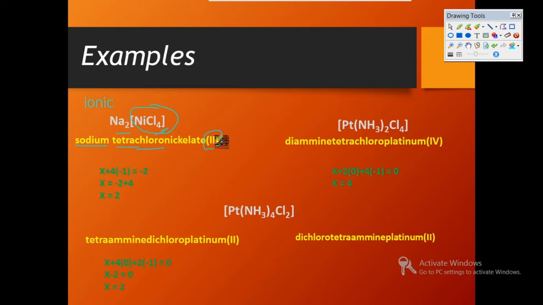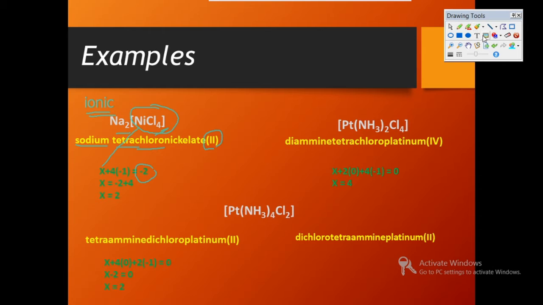However, I will explain it one more time. You have to find the oxidation state of nickel, and I put X for nickel. There are 4 chlorine atoms present here, and each chlorine atom carries a -1 charge. Therefore X plus 4 into -1 is equal to -2. You may wonder how this -2 comes here, and you see this compound is an ionic compound.